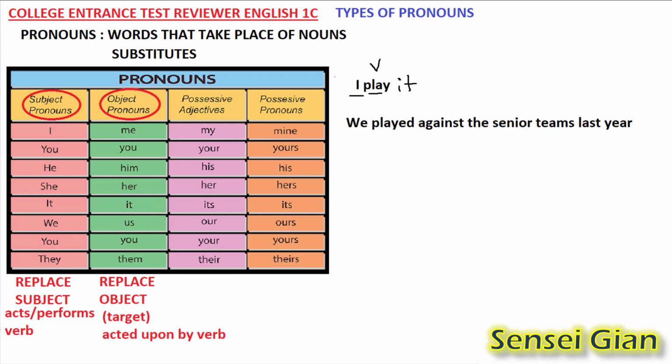One more time. How about this? We played against the senior teams last year. We is the subject of the sentence. Played against is the verb. The senior teams is the one being acted upon by played against. We played against, and the target was the senior teams. So we can replace senior teams by what pronoun? I hope I can count on your past lessons in pronouns. We played against them.